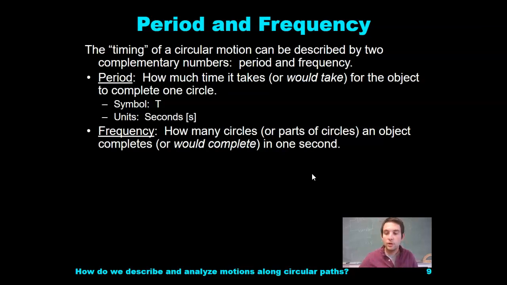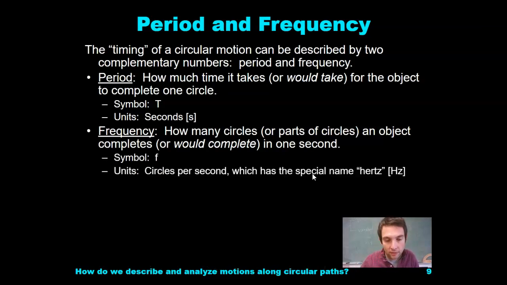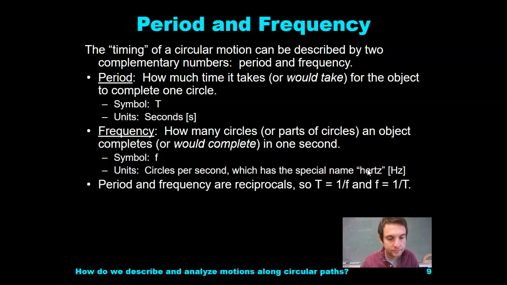Frequency is how many circles or parts of a circle an object completes or would complete in 1 second. So period is the time that it takes to go all the way around the circle exactly one time, and the frequency is how many times it goes around in 1 second. The symbol is lowercase f. The units are circles per second, which has a special name, hertz, with a capital H and a lowercase z. Period and frequency are reciprocals, so T equals the inverse of f and f equals the inverse of T. On the equation sheet, that's what it's going to show you.